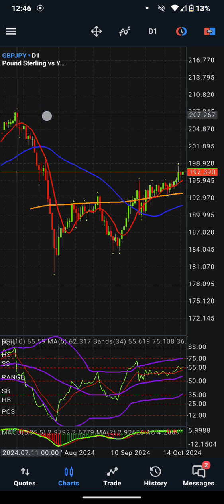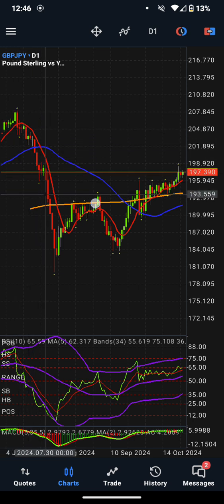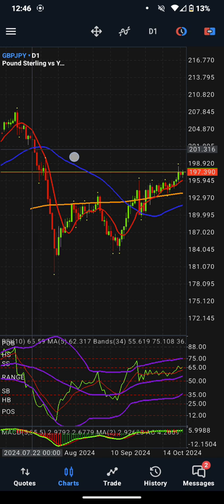Very little drawdown. You could have put your stop loss above there. You got in. You would have had a little mess up, and then boom, shot down, went through the 200. You would have waited for that engulfing to continue.